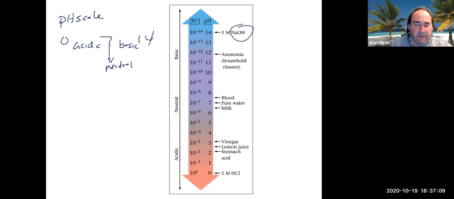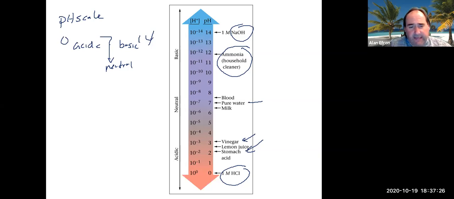So we got things like sodium hydroxide, which is a strong base. It's up there in the 14 range in that molarity. Ammonia, which is also a weak base. Down here, we got like hydrochloric acid, stomach acid, vinegar, which is acetic acid. Pure water is a pH of 7.